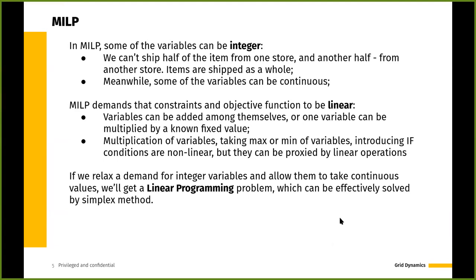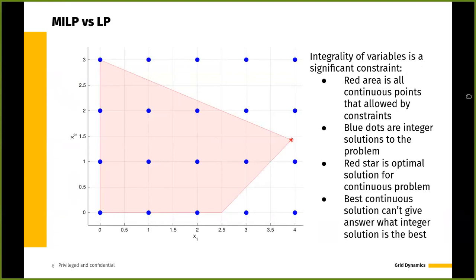So let's go ahead and compare those two frameworks. In this picture, you can see a red area, which means all the possible continuous solutions for your problem. In our case, it's a ship from store sourcing problem. And the blue dots inside this area are integer solutions, the solutions that we are interested in. And the red star here on the right is the best continuous solution. As you can see, the continuous solution is different from the integer one, and it's not easy to determine which integer solution is best in this situation.